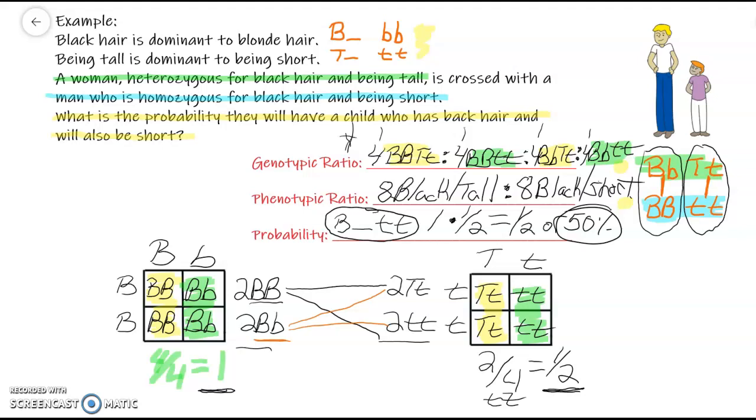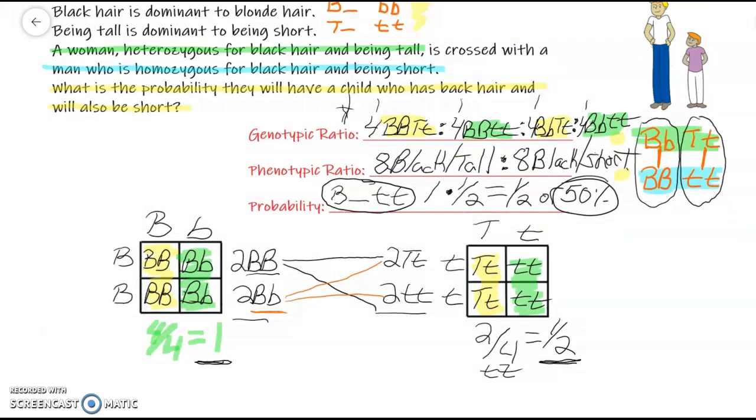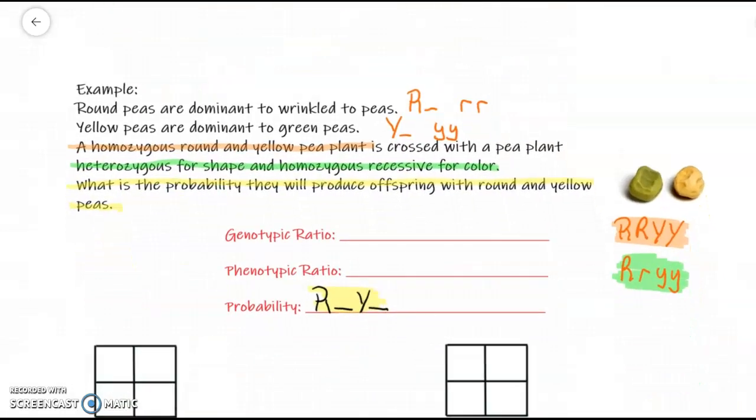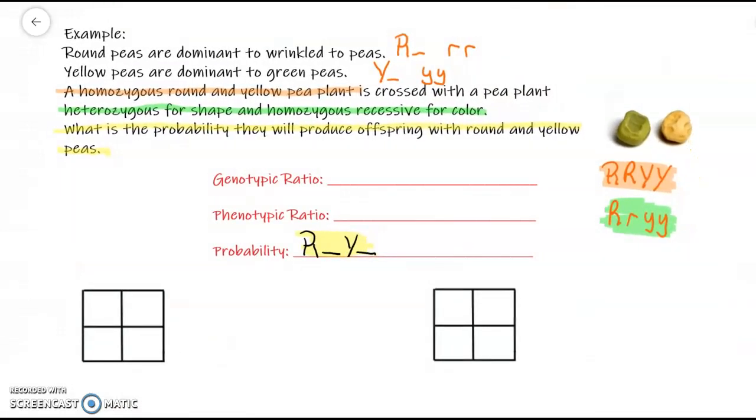All right, let's do the second problem the exact same way as we just did here. I can actually get it to drag up. Here we go. Again, I've taken the time to highlight all the information that we need to know here. I've already given myself my key for over here. We can see that to be round peas, at least 1 big R. To be wrinkled peas, you have to be homozygous recessive. Yellow peas, you need to at least have 1 dominant Y. To be green, you have to be homozygous recessive.